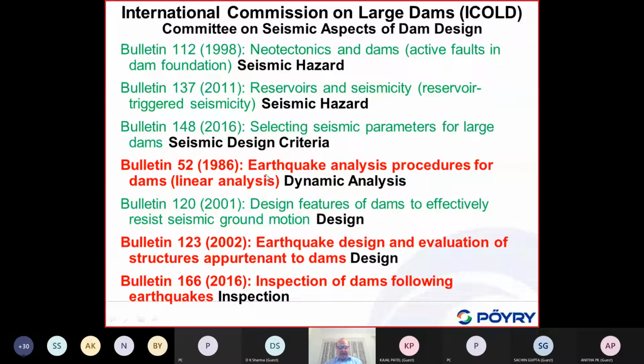Now, today, basically, on this list of bulletins, we will discuss dynamic analysis also, because dynamic analysis has been a subject, of course, also of some of the previous ones. And we'll talk about earthquake design and evaluation of structures appurtenant to dams. This is related to design and inspection of dams following the earthquakes. So the red marked bulletins are a kind of reference documents for the presentation which I'm offering today.